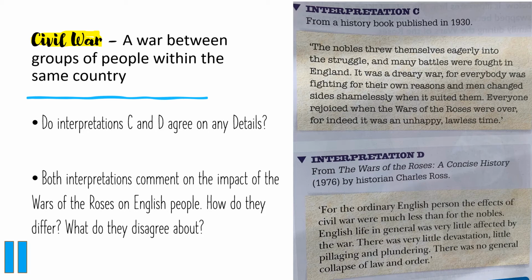So do interpretations C and D agree on any details? If so, can you write them down? And both interpretations talk about the impact of the Wars of the Roses on English people. How do they differ? So what do they disagree about? And again, can you make a note of those in your book? So pause the video and have a go at those 2 questions.